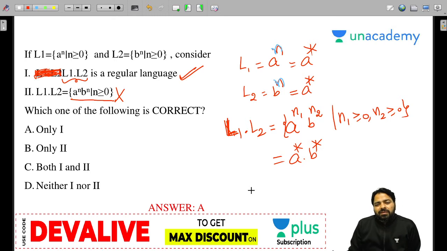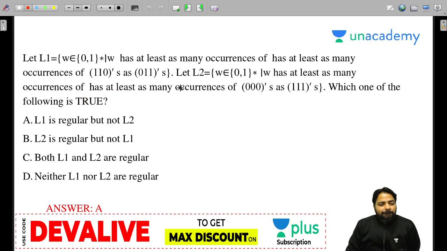Next. Only one is correct. And this is, I can put 3 star.